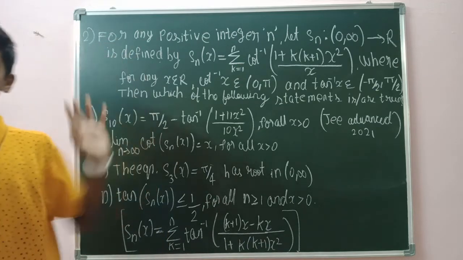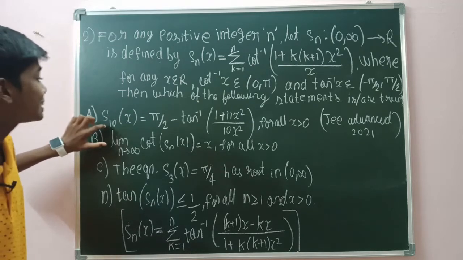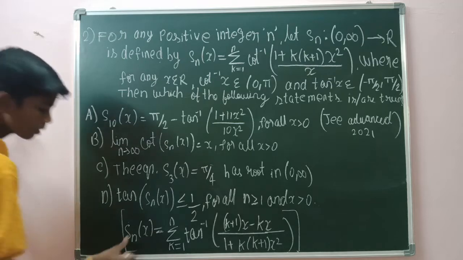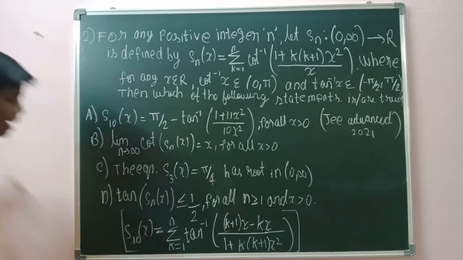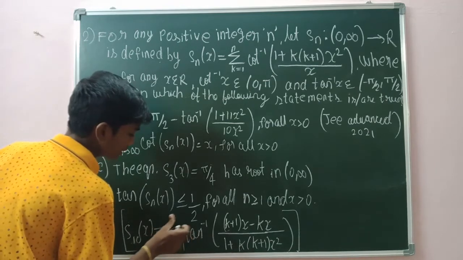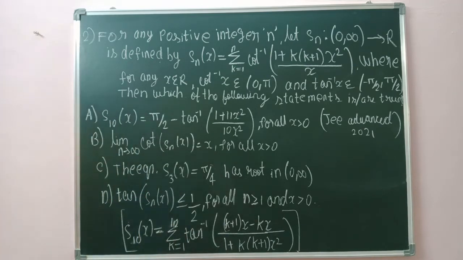I'm just making it to that form. Now, for the first option, what is given is S10 of x. So S10 of x will be, just put this n as 10. When you put this n as 10, S10 of x will be the summation of k equals 1 to 10, correct? Think carefully.